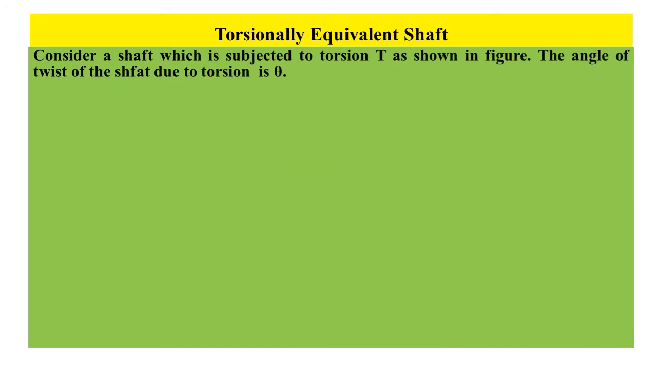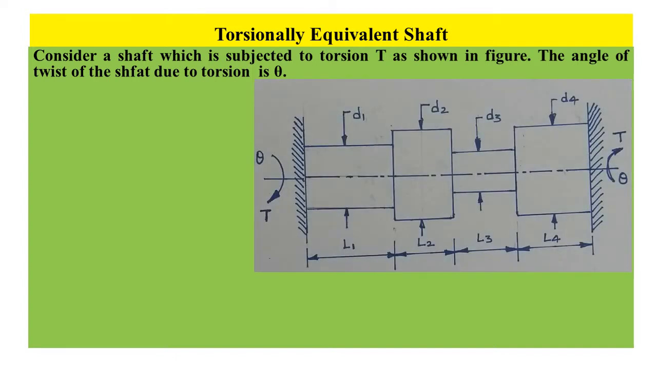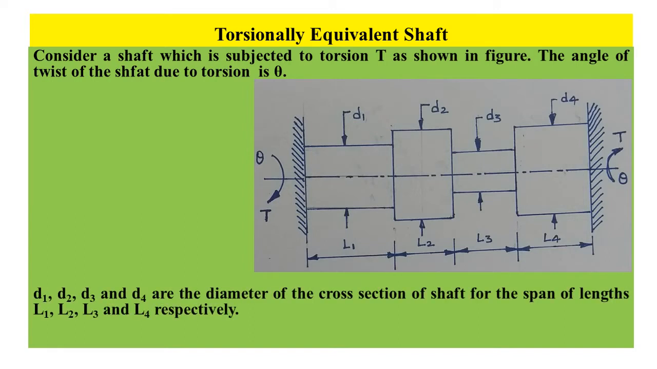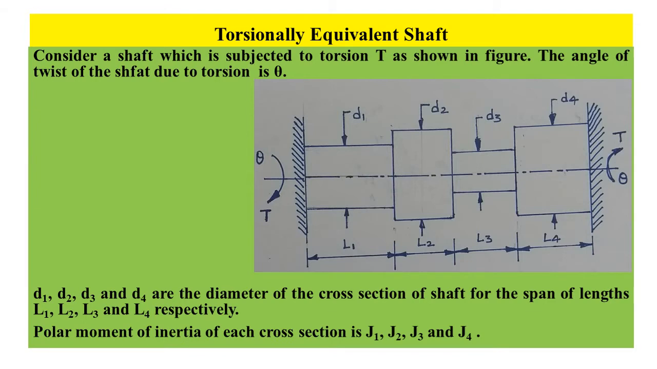Consider a shaft which is subjected to torsion T as shown in figure. The angle of twist of the shaft due to torsion is theta. D1, D2, D3 and D4 are the diameters of the cross section of the shaft for the spans of lengths L1, L2, L3 and L4 respectively. The polar moment of inertia of each cross section is J1, J2, J3 and J4.